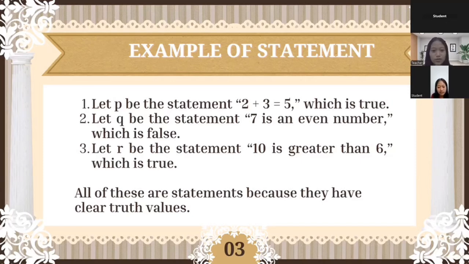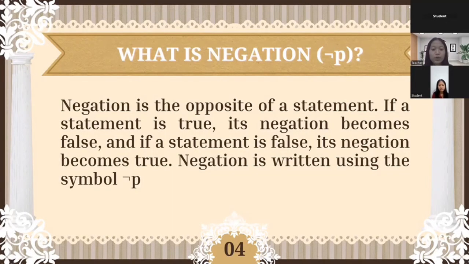Next, we go to negation. What is negation? Negation is the opposite of a statement. If a statement is true, its negation becomes false. And if a statement is false, its negation becomes true. Negation is written using the symbol not P.